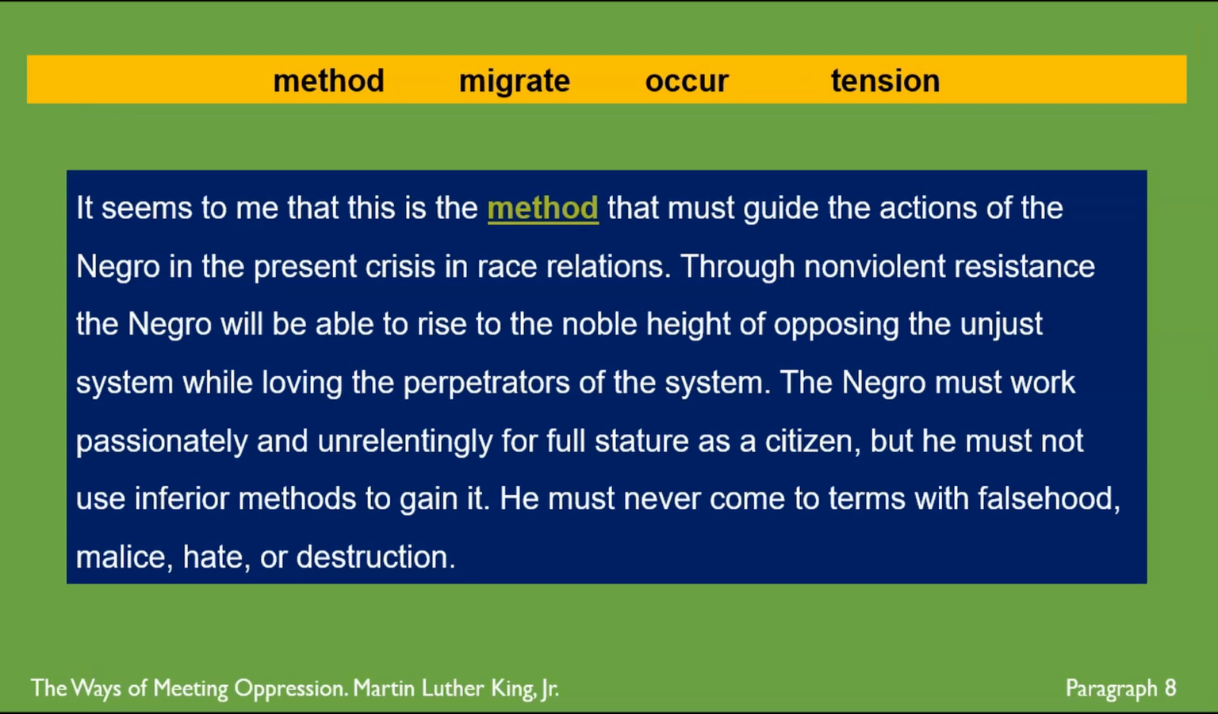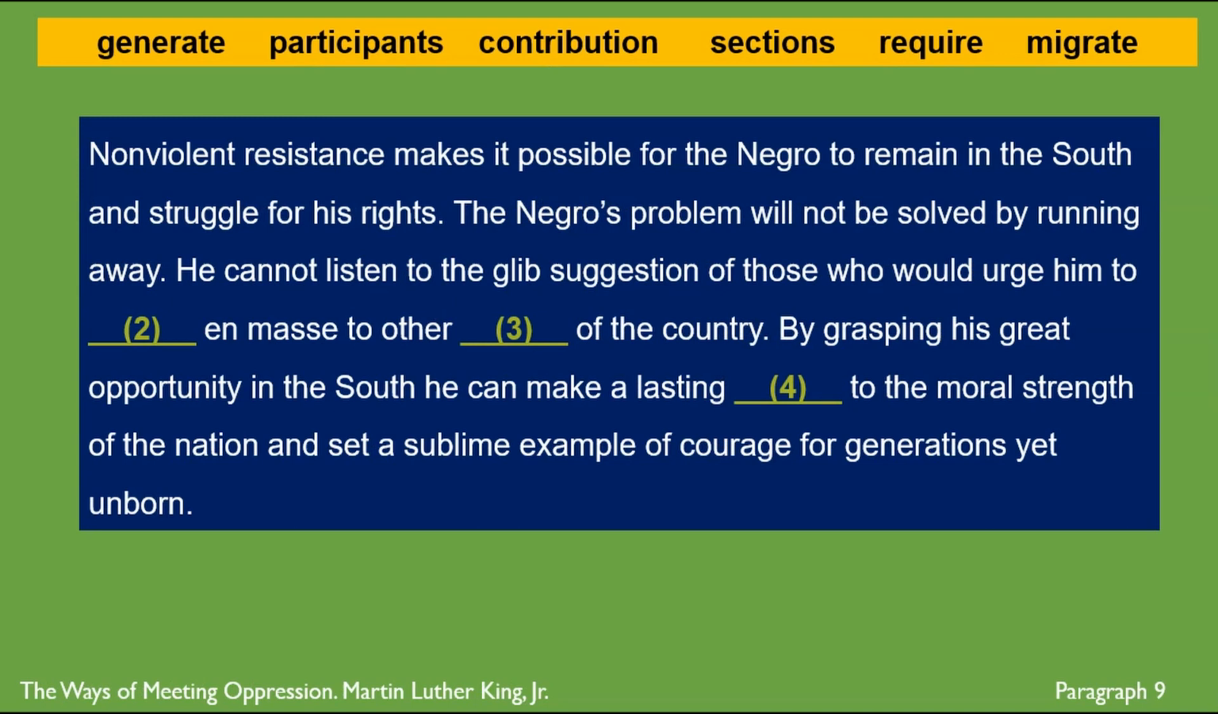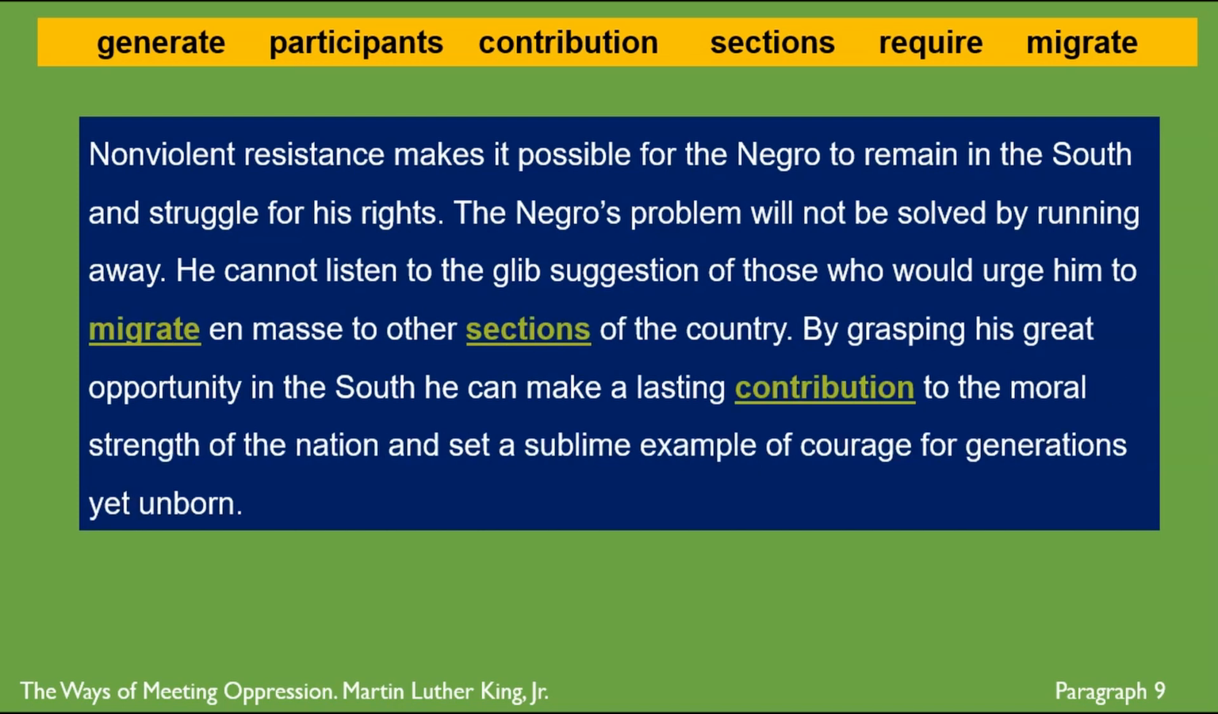Next paragraph. Generate, participants, contribution, sections, require, migrate. Pause the video and make your choices. Okay, the correct answers here are migrate, sections, and contribution. He could not listen to the glib suggestion of those who would urge him to migrate en masse to other sections of the country. So, would urge him to move in large numbers to other areas of the country.